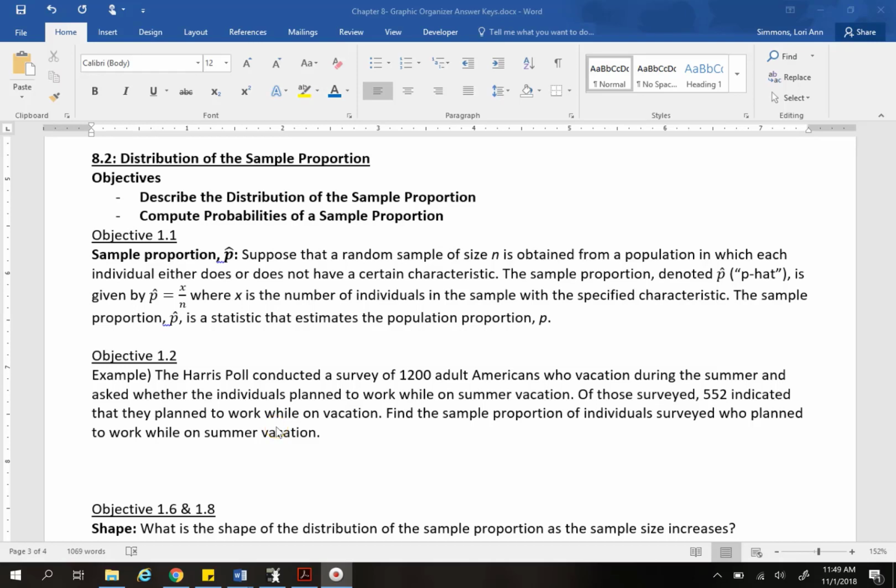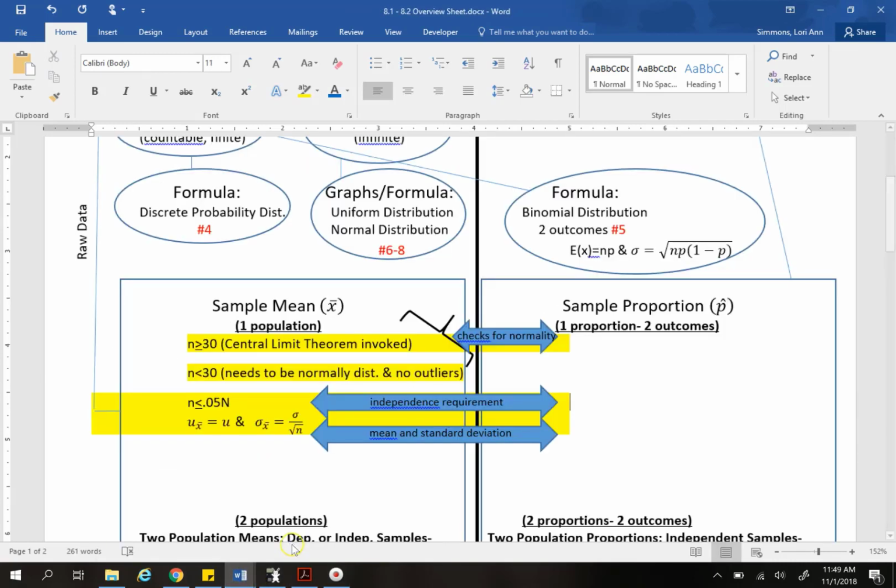Lesson 8.2, the distribution of the sample proportions. The objectives are to be able to describe the distribution of the sample proportion and compute probabilities of a sample proportion. In 8.1, we covered the sample mean. For it to be normal, the sample size has to be greater than or equal to 30 for the central limit theorem to be invoked, or if it's less than 30, it needs to be normally distributed without any outliers. For independence, the sample size n needs to be less than or equal to 5% of the population.